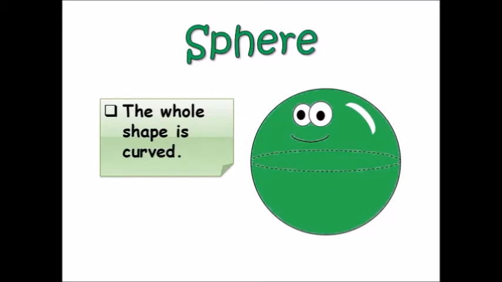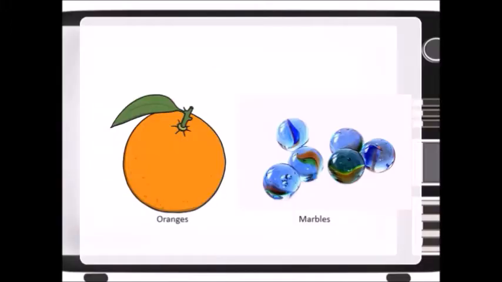Let's start with this one. This is a sphere. Look at this sphere. The whole shape is curved. Oranges or marbles look like a sphere.